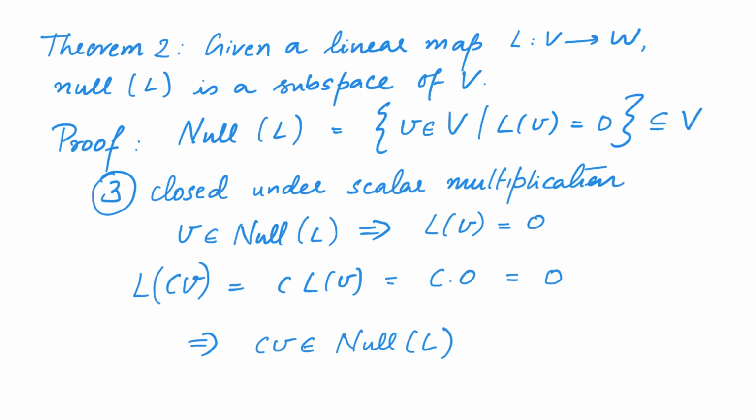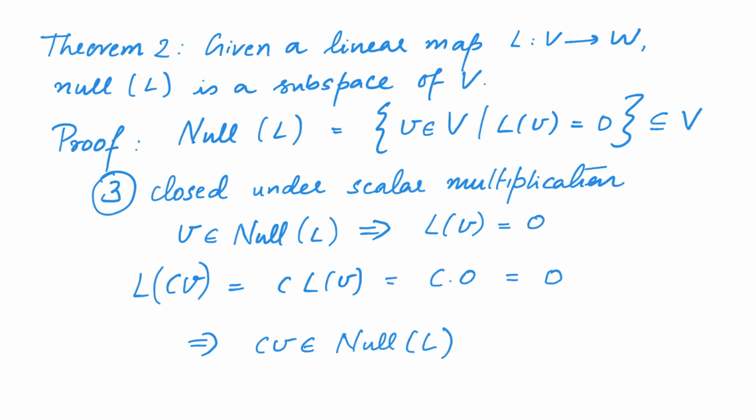Because if it is not the singleton set 0, if there is any other vector V in null of L, then L of V is equal to 0 for that vector V also. And if this V is non-zero, then there are two different elements V and 0 that both get mapped to 0. And therefore the function cannot be injective. Thus we have seen that null of L is equal to singleton set 0 if the function is injective. And we will see that even the converse is true.